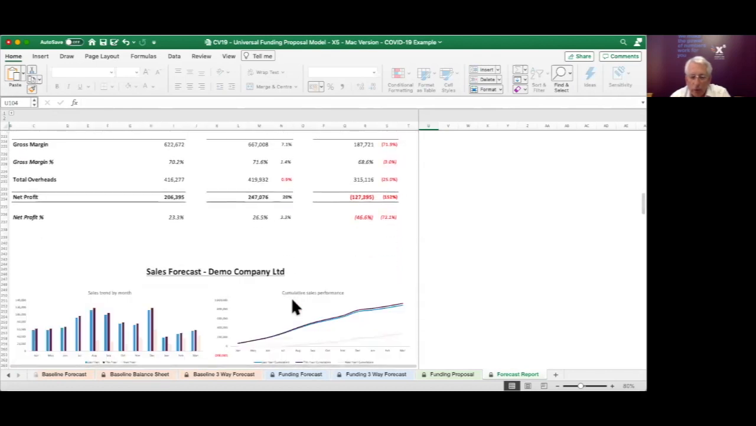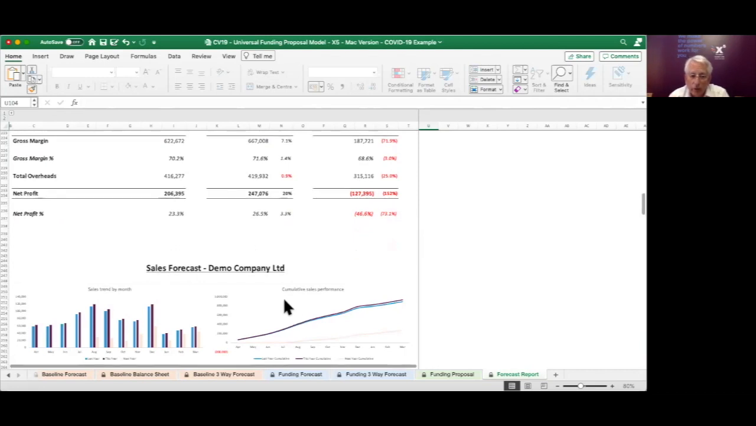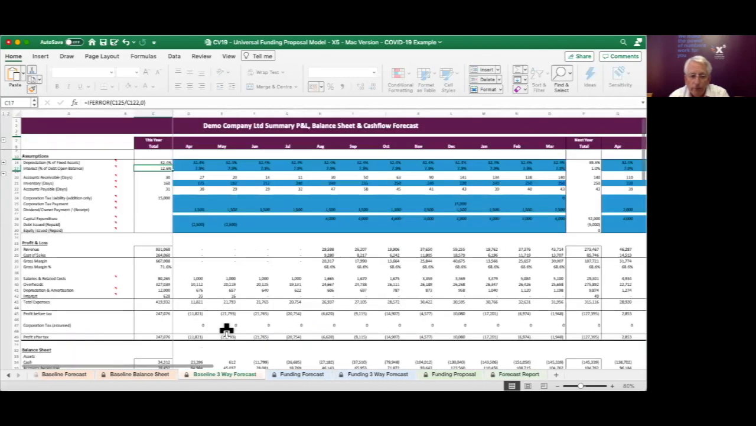But we're saying here, actually, we're going to need to apply for some funding because we've had a whole load of income disappear. So we need to try and look at it from a slightly different way. So we're going to look at a baseline three-way forecast here. And we're saying, right, let's look at depreciation. So I take you back, just make sure I haven't lost you there.